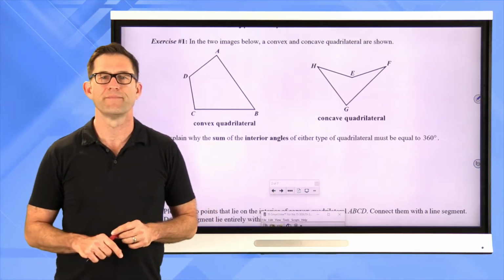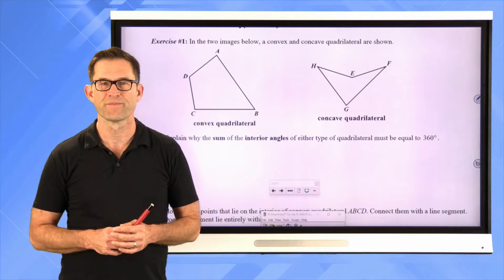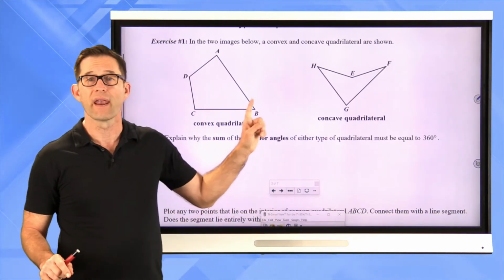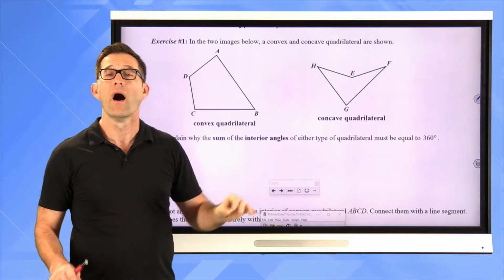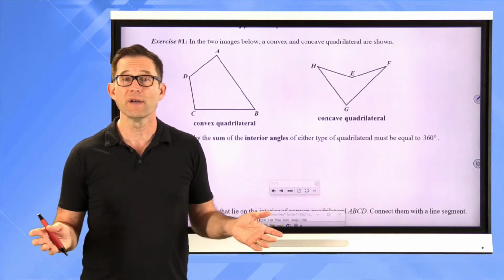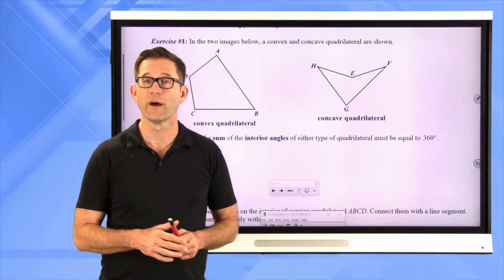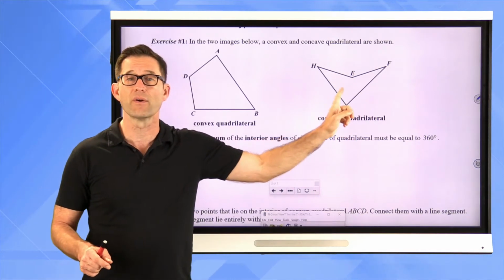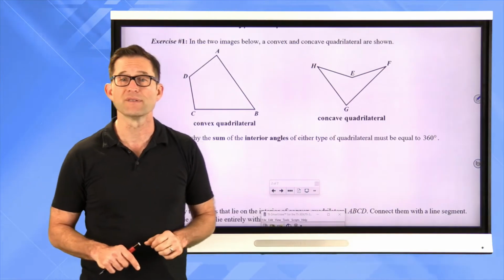Now let's take a look at letter A. Explain why the sum of the interior angles of either type of quadrilateral must be 360 degrees. Well, this is really cool, right? If I take any four-sided figure whatsoever, and I add up the size of that angle, plus that angle, plus that angle, plus that angle, I'm going to get 360 degrees, just like when I add up the three interior angles of a triangle, I get 180 degrees. Same thing with even this concave quadrilateral with this funny reflex angle that's greater than 180 degrees. Even that one, when I add up all four of those angles, I'm going to get 360 degrees.